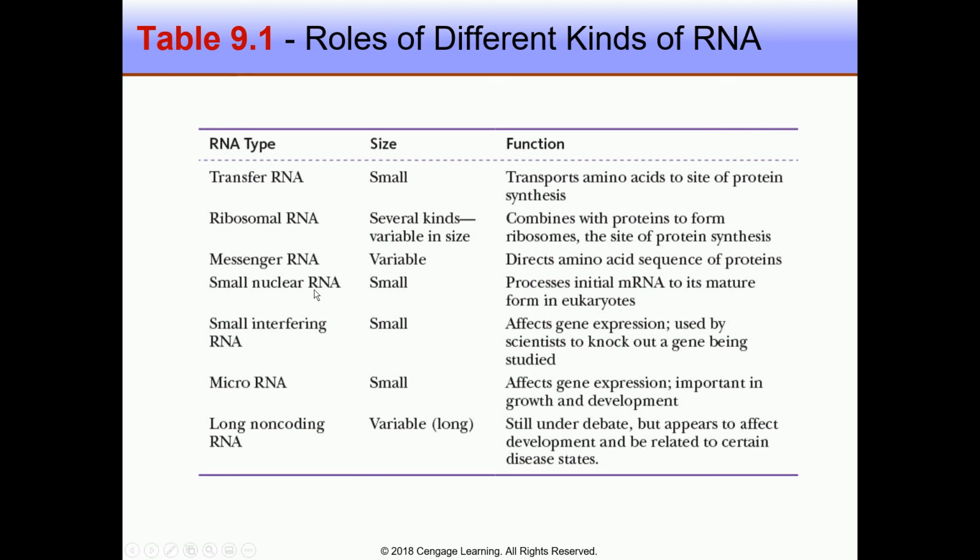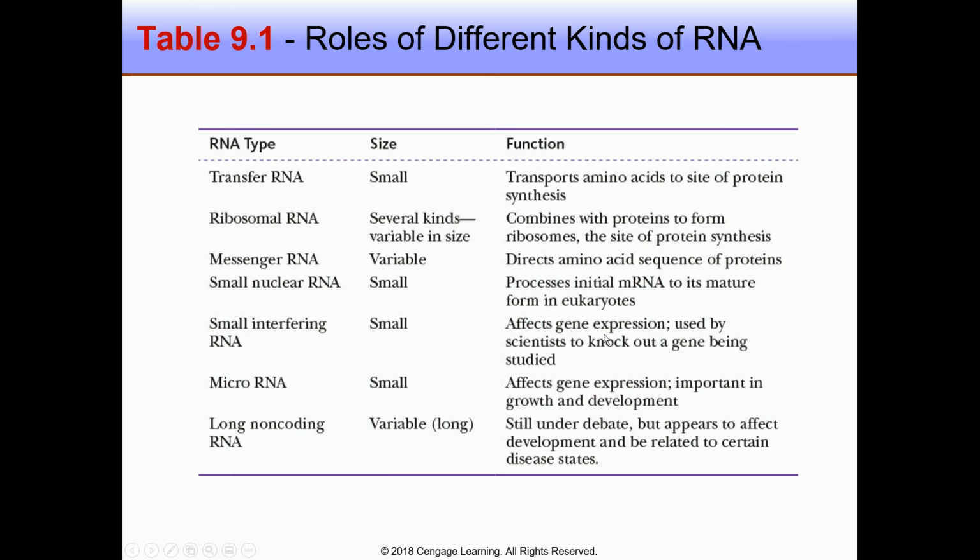Then we have small nuclear RNA. This is a kind of RNA which helps in a very important process which takes place in eukaryotic cells. It helps in the processing of RNA. It helps in removing some parts of the mRNA which are called introns, and it helps in the splicing of the exons together. We will discuss that also.